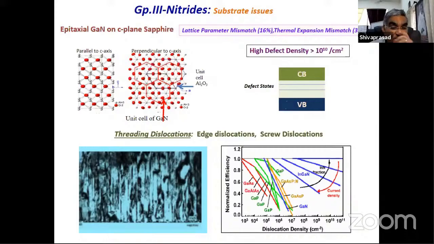Unfortunately, this happens even in the best substrate to be used to grow gallium nitride, which is sapphire.